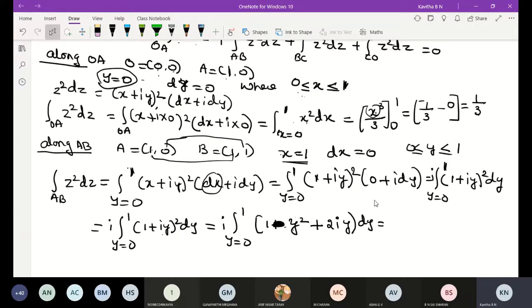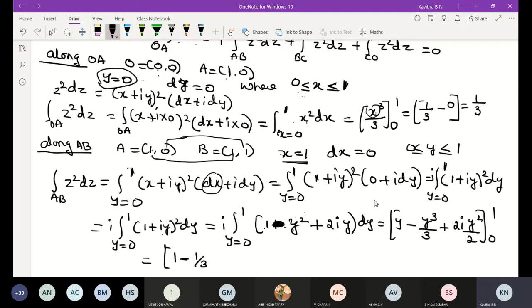Then integrate. Integration of 1 is y, minus integration of y square is y to the power of 3 by 3, then integration of y is 2i into y square by 2. The interval is 0 to 1. Then apply here: 1 minus 1 by 3. Then simplify, apply the interval, and tell me the answer.